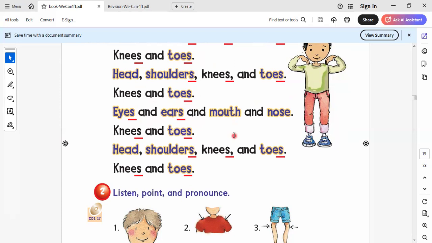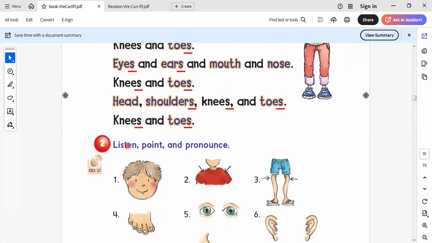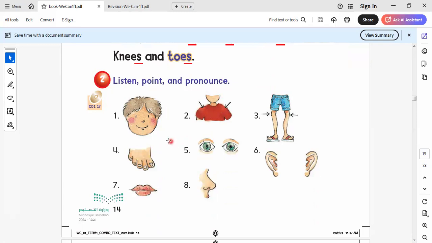Things we have two of: two hands, two legs, two feet, and two shoulders. All these can carry us, and the knees. Okay, here we say head, shoulders, knees, and toes. Knees and toes. Let's go to another item in this part.